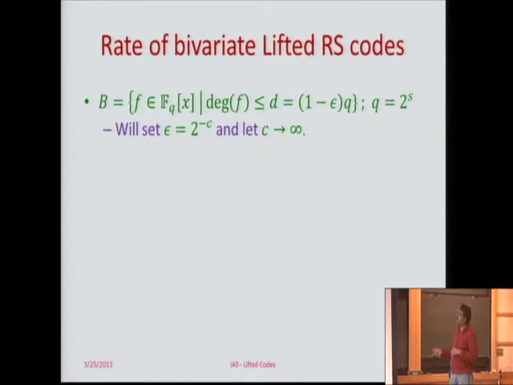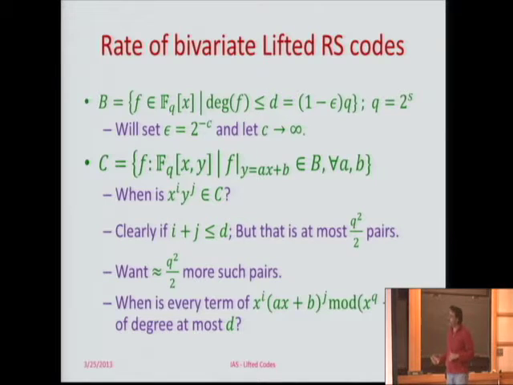So let me give you an example, and in a couple of pages I think I'll be done with the analysis, or as much of it as I want to show. Here is an example where I want to show you that I get bivariate polynomials where the rate is tending to 1. My base code is going to be all functions of degree at most D, and D will be (1 minus epsilon) times Q, and epsilon itself I'll set to be 2 to the minus C, and I want to understand this as epsilon goes to 0, which means C is going to infinity. After I let C go to infinity, I'll let Q go to infinity even faster, but never mind. Okay, so that's the general thing.